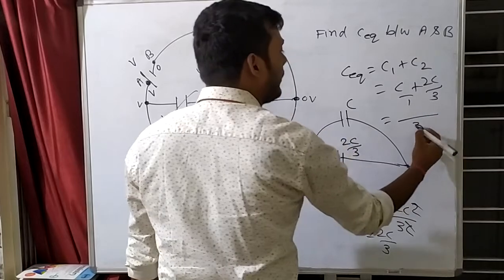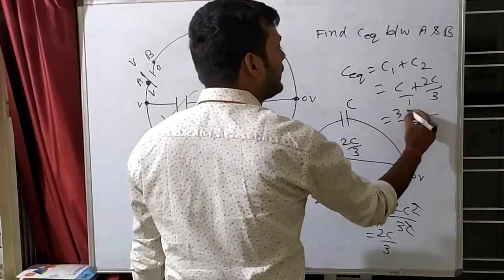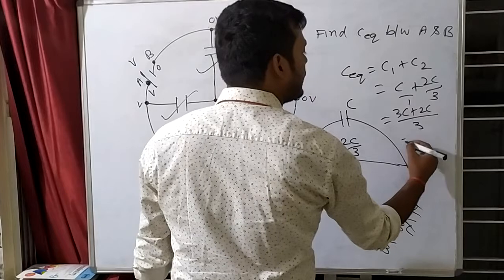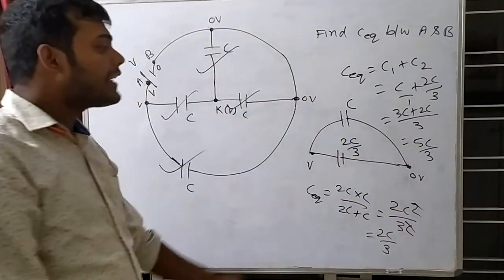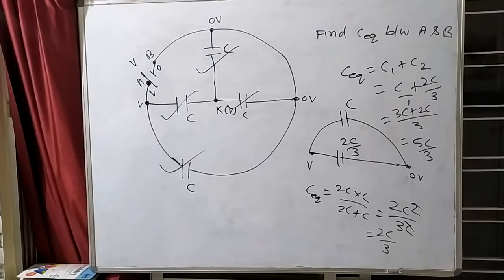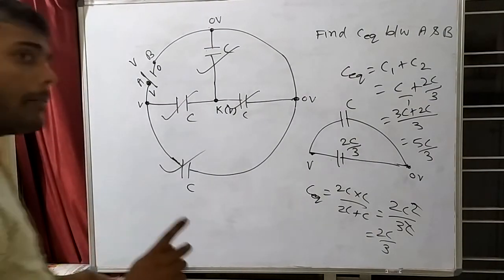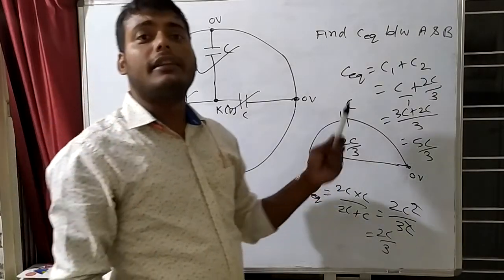The LCM of 1 and 3 will be 3. So this will be 3C and this will be 2C. So this will be 3C plus 2C, that means 5C by 3. What is the answer of equivalent capacitance? 5C by 3. Clear? I will take some more numerical questions on the capacitor.